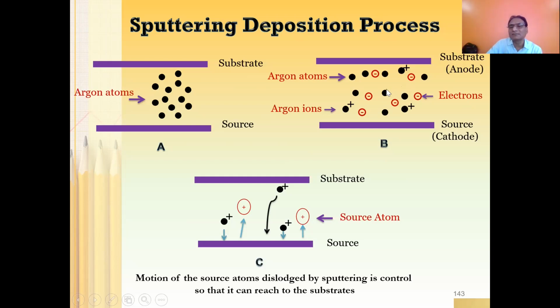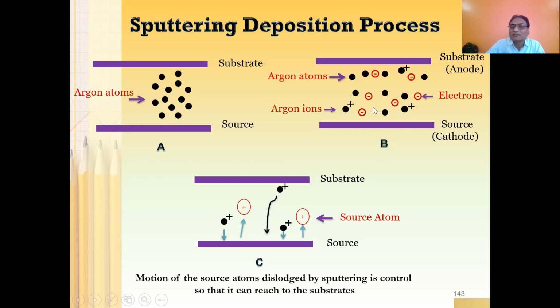Ionization can be done by many means, either electrical or stimulation of some gas. As a result, there will be separation of charges. So here you have neutral argon atoms. Once you do the ionization, you will have argon ions and electrons, right? It means positively charged and negatively charged species. Now if the source, which is called the cathode, and this is the substrate, if this is negative, what will happen?